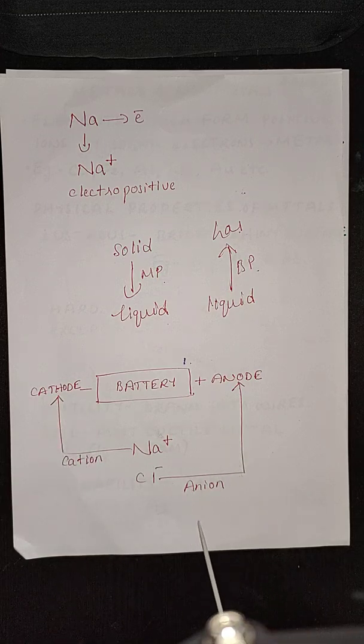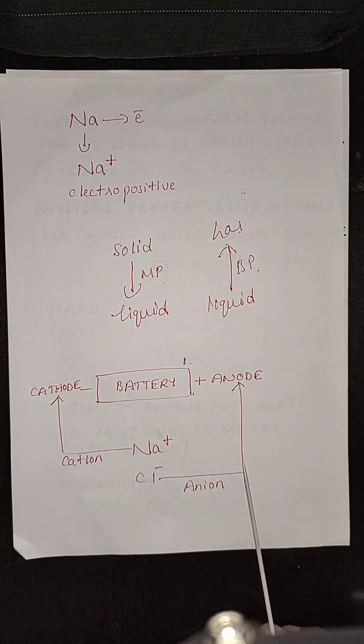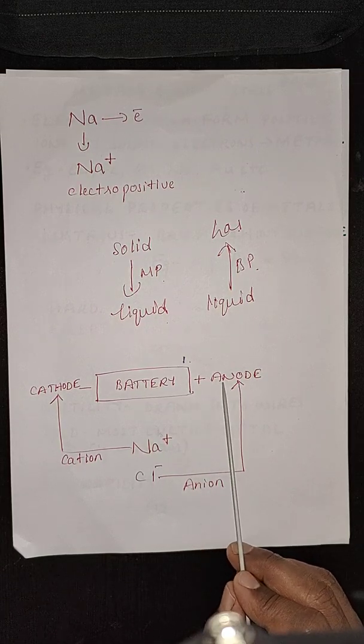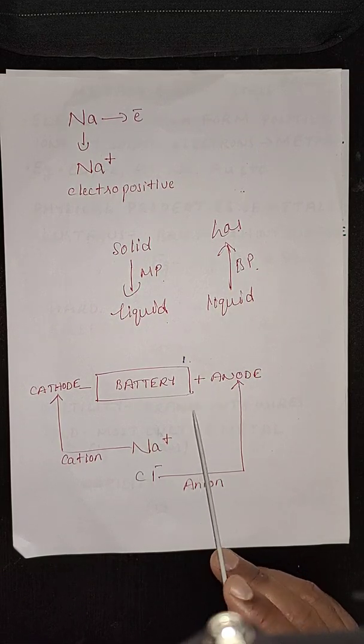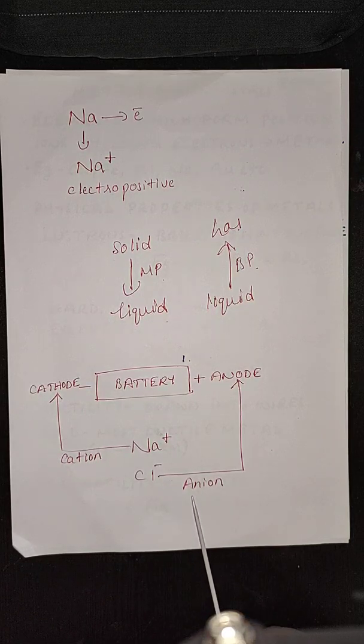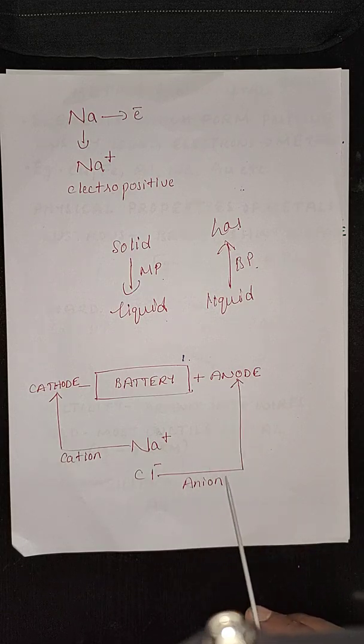Now, what are anions? The ion which is negatively charged is attracted towards the positive end of the battery. Which is the positive end of the battery? Anode. Okay, such ions are called anions. Remember, a negatively charged ion is an anion, and it is attracted towards the anode. So, an ion that is attracted towards anode is called anion.